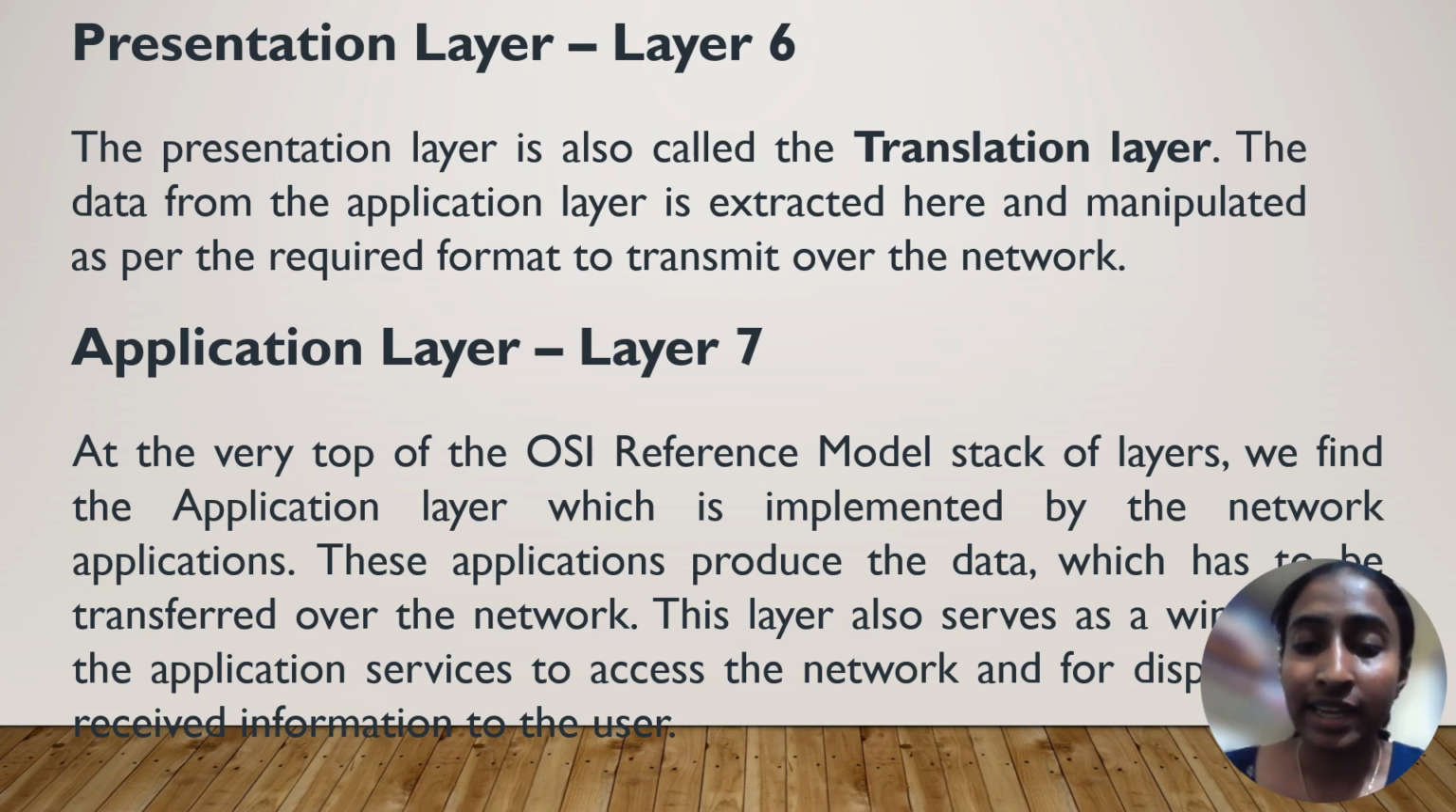Next is the seventh layer, the application layer. This is the last and the foremost layer, found at the top of the OSI reference model stack of layers. It is implemented by the network applications, and these applications produce the data which has to be transferred over the network. This layer also serves as the application services to access the network and to present received information to the user.